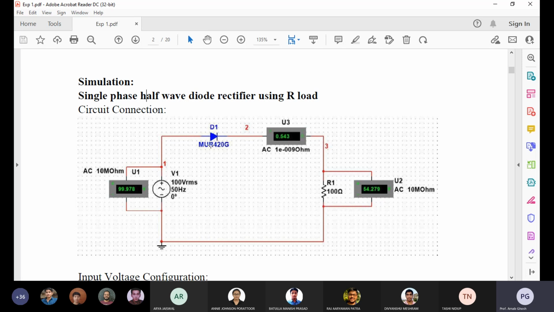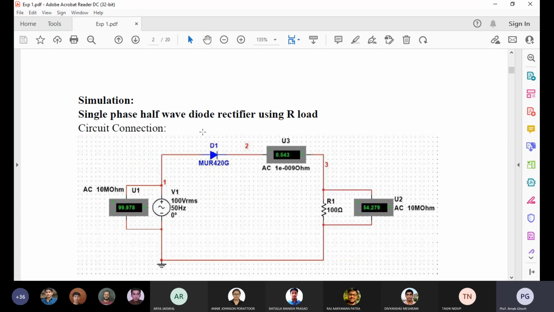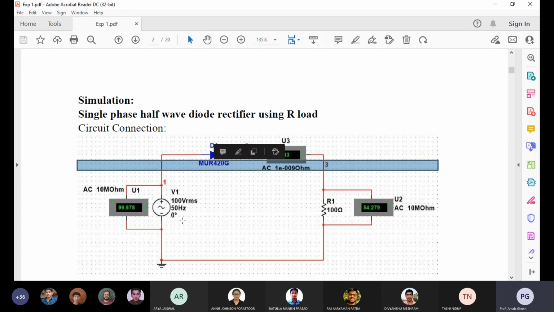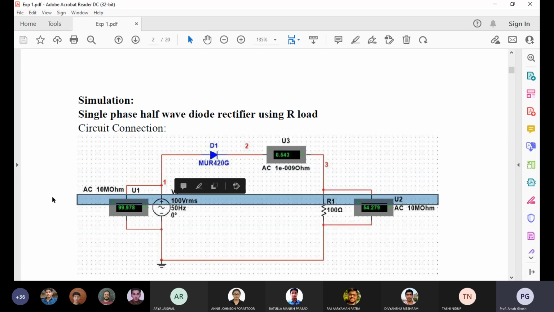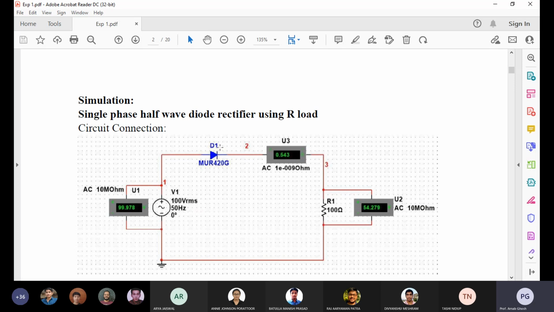And you know which diode we are using. Based on that, we are using the MUR420 diode, rated 200 volt, 4 ampere maximum. So 100 volt is the RMS, so we are considering 200 volt. And you can see the ammeter is there and the load resistance.